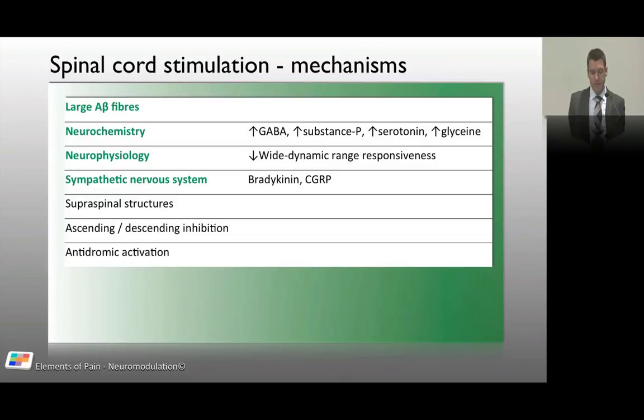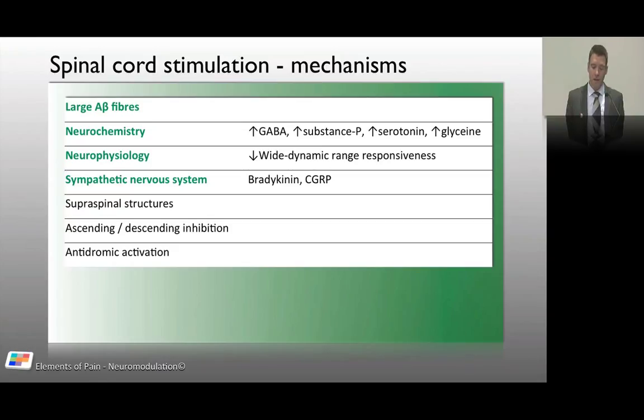So the mechanisms: people might ask you, how do spinal cord stimulators work? Well, we know that they're involved with stimulation of large A beta fibers, so closing the gate, and that's the classic theory of spinal cord stimulation. But there are other things going on as well, and the main ones are in green. So there are changes with neurochemistry, changes with neurophysiology, and changes within the sympathetic nervous system. And the sympathetic nervous system is important because we know it has anti-anginal, anti-ischemic type effects. If there's one thing you need to remember from this slide, or 2 things, it's large A beta fibers, and it's GABA.